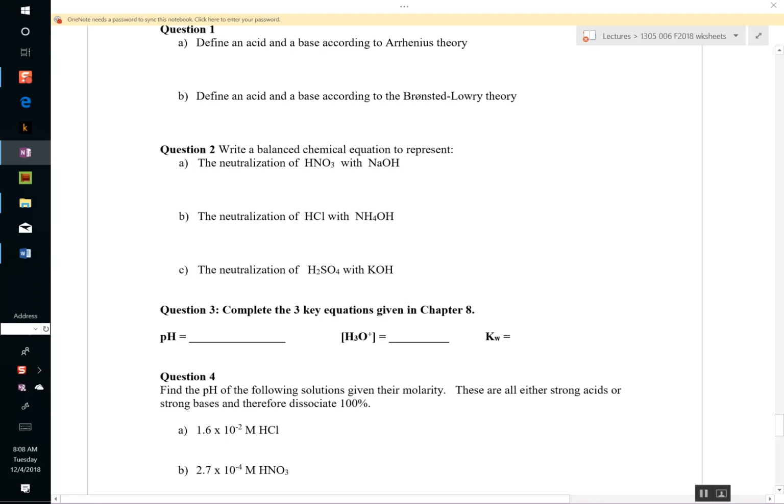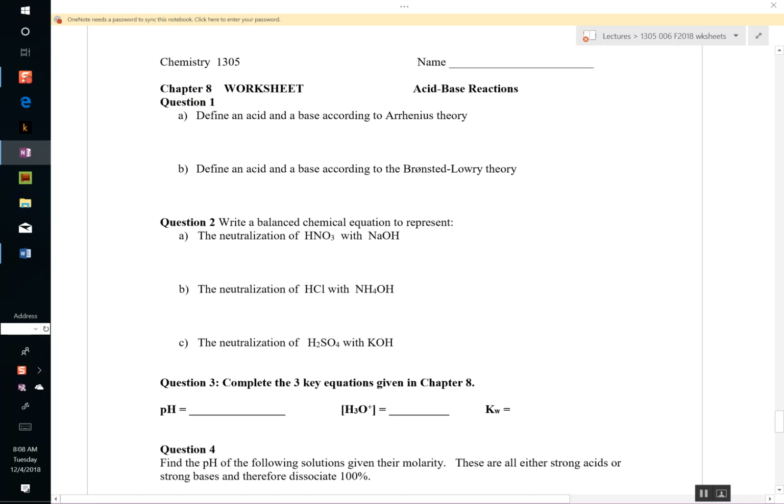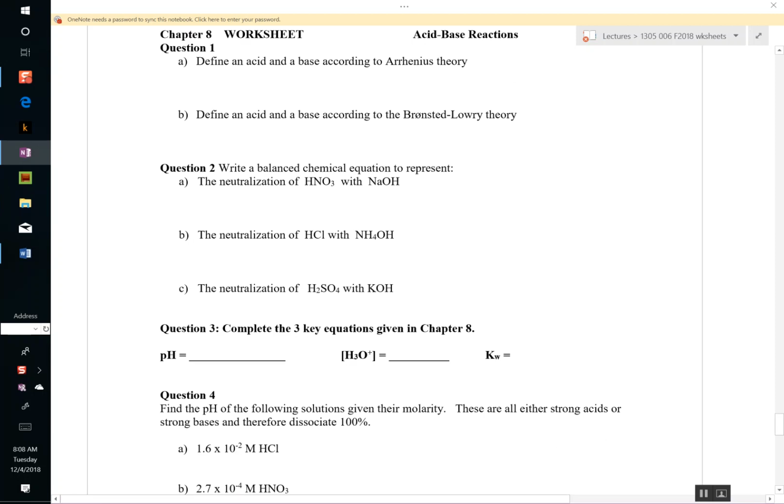You got this worksheet. I'm going to leave question 1 to you. Define an acid and a base according to Arrhenius. That's on the slides. Write a balanced chemical equation to represent the neutralization of nitric acid, that's HNO3, with sodium hydroxide. And I'm going to just do one real quickly.